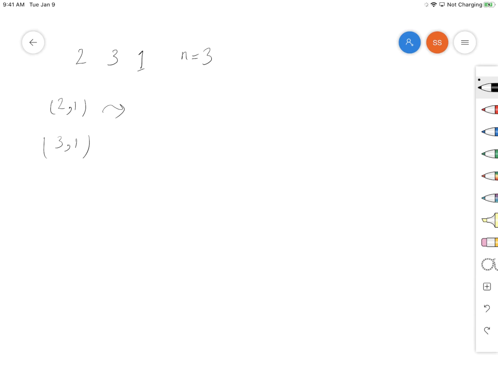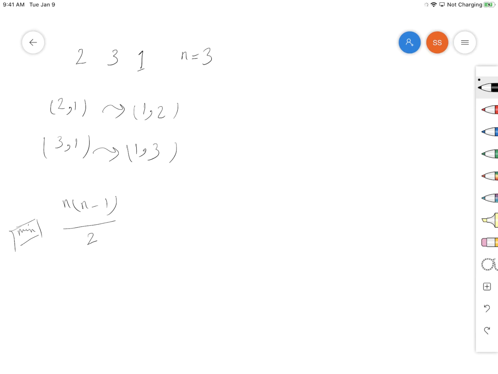To remove these inversions, the pair 2, 1 should be transferred to 1, 2, and also we need to have 1, 3. But this doesn't mean that after removing this inversion the array will be sorted, or that no other inversion will be created. We're saying that at least we need these two. So to show that in the worst case the number of comparisons is at least n multiplied by n minus 1 divided by 2, that's going to be the minimum.